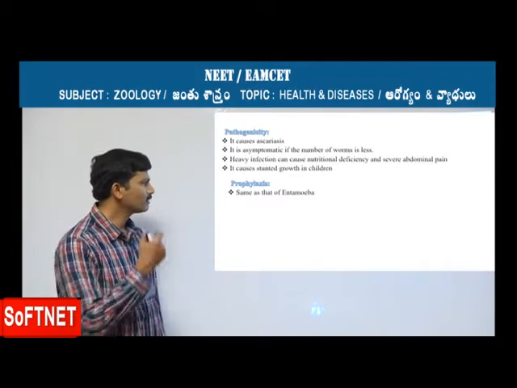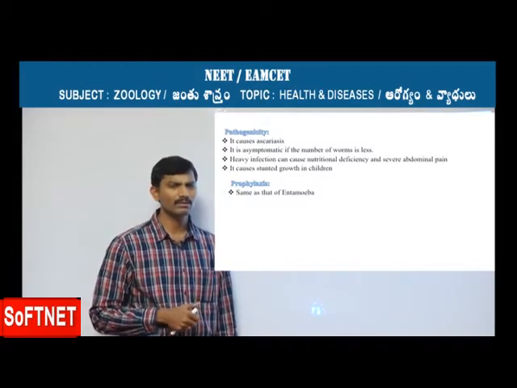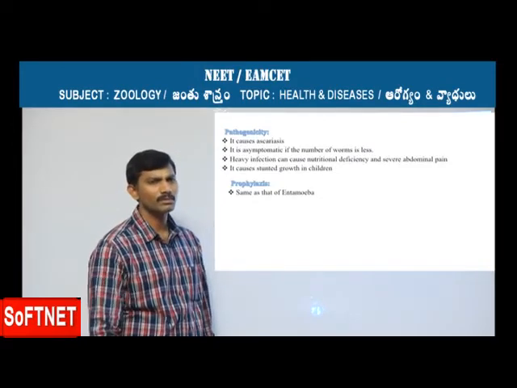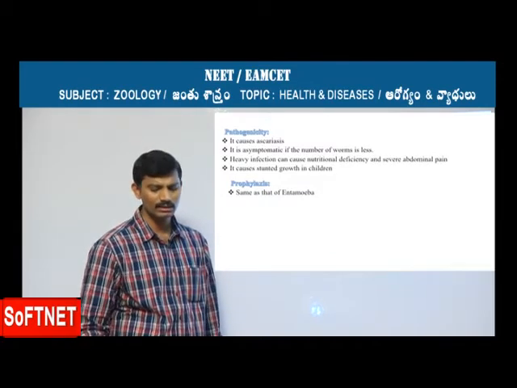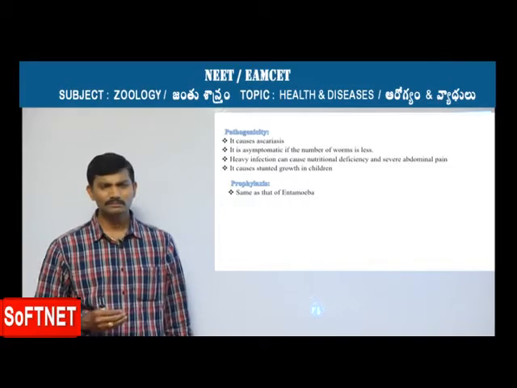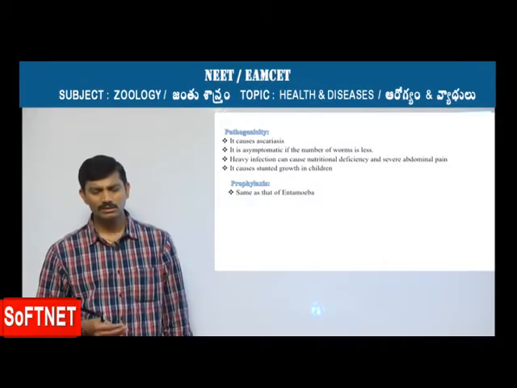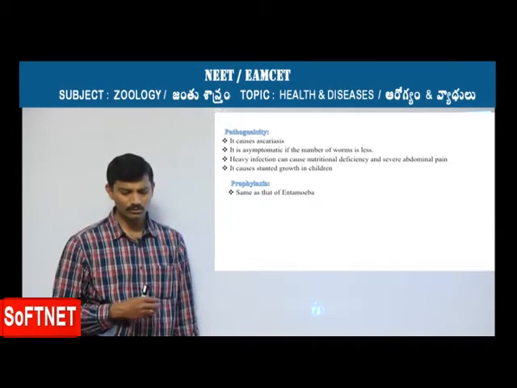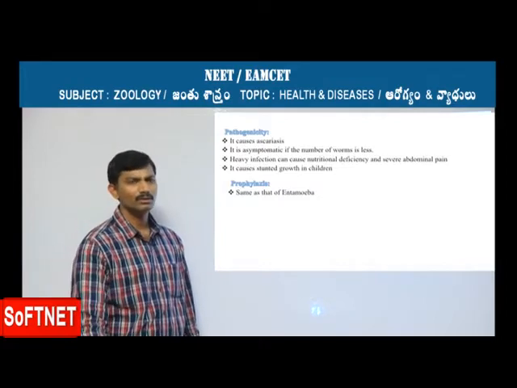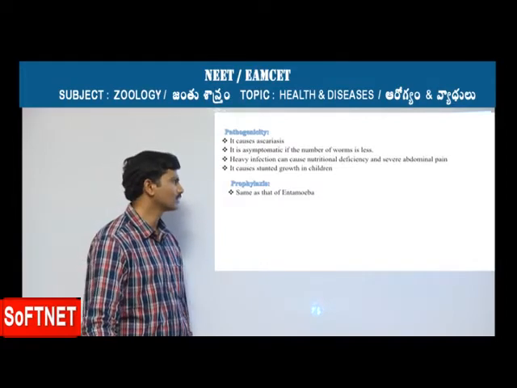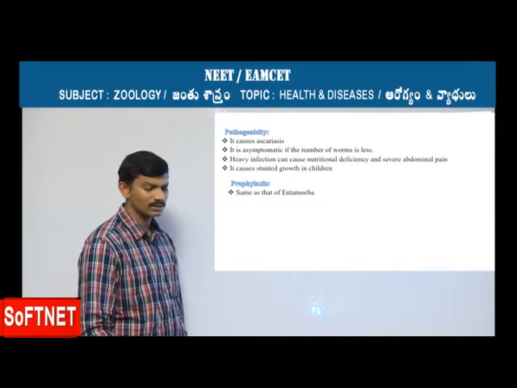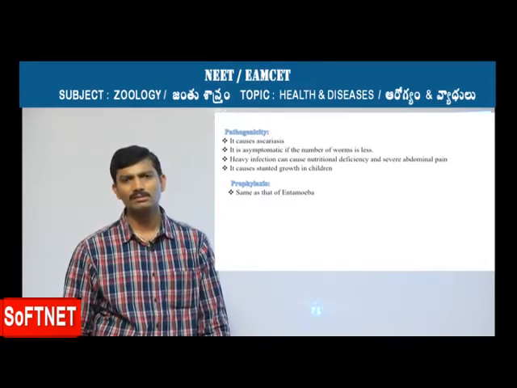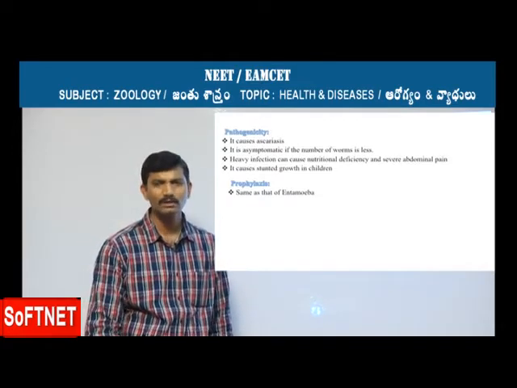Now coming to the prophylactic methods, it is almost the same as that of Entamoeba histolytica that we studied in the previous session, because it spreads in the same way, through contaminated food and water. So using boiled and filtered water, washing the hands, washing vegetables and fruits, and using septic tanks and toilets only, are the prophylactic methods common to both Ascaris and Entamoeba histolytica, because both of their modes of transmission are the same, contaminated food and water.